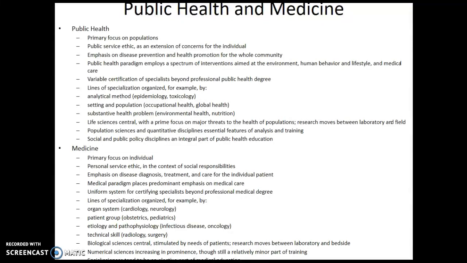Variable certification of specialists beyond professional public health degree, lines of specialization organized, for example, by analytical method, such as epidemiology and toxicology, the setting and population, which includes occupational health and global health, substantive health problems such as environmental health and nutrition. Life science is central with a prime focus on major threats to the health of populations. Research moves between the laboratory and field. Population sciences and quantitative disciplines, essential features of analysis and training. Social and public policy disciplines are an integral part of public health education. And then you can see the differences here with medicine.